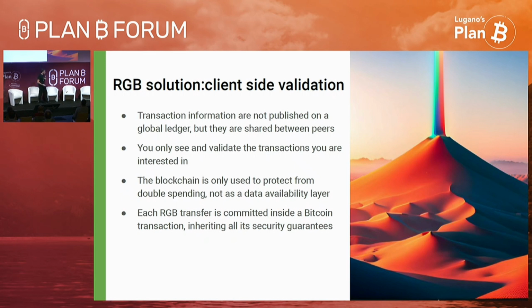I mean, the idea of client-side validation is not new. It's been around since 2015, when Peter Todd first published his idea, but it's never been implemented so far. Until RGB came around. So the idea of client-side validation is completely different from what you have with any blockchain, any, let's say, global ledger-based system. So instead of all the information regarding a transaction being published on a global ledger where everybody can see it and everybody can validate it and see what's happening, they're shared only between the peers that are involved in the transactions.